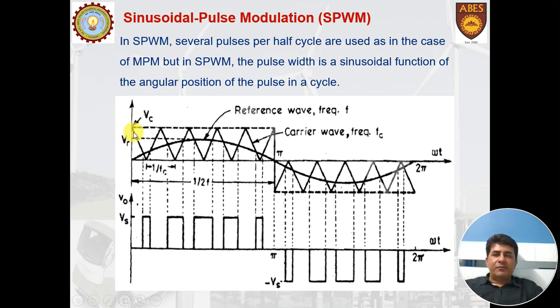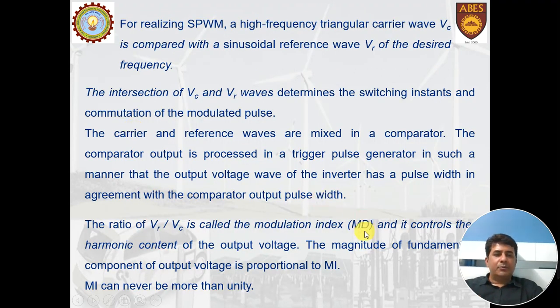Now VR by VC gives you the modulation index, and the modulation index controls the harmonic content of the output voltage, and it also controls the magnitude of the output voltage. So the magnitude of the output voltage can be controlled directly by the modulation index, and the harmonic content is also controlled. Now Mi can never be more than unity.